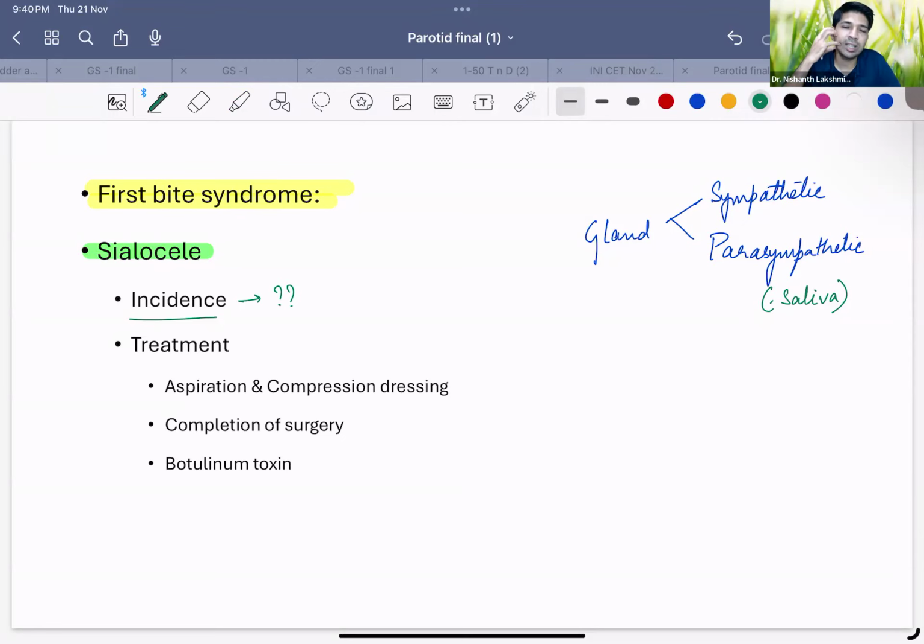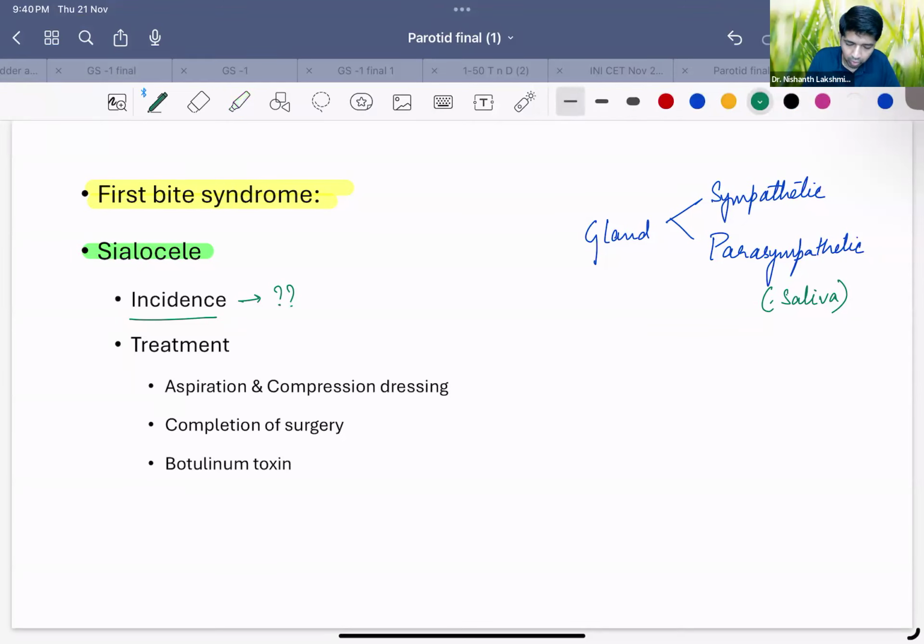Simple. All three, if you Google, you're going to get the answer. Now, sialocele is nothing but collection of saliva in your operated field. The risk is it lifts the skin off the underlying area, so there is a swelling, and cosmetically it looks bad. Second, it hampers the blood supply of the skin flap when it is getting stretched and lifted off from the bed, so there is a chance of skin necrosis. So the idea is to prevent a sialocele from happening.